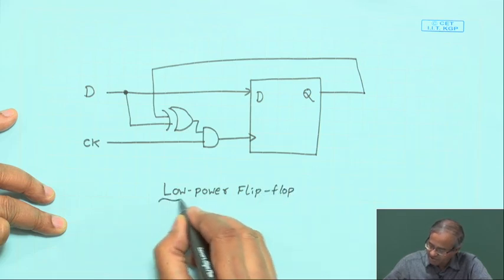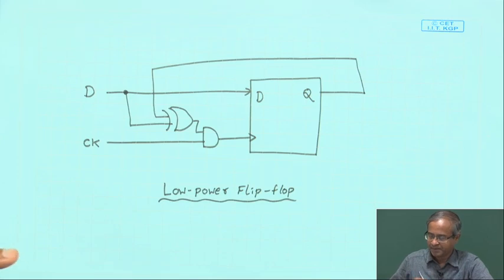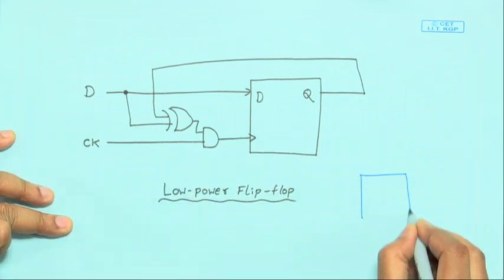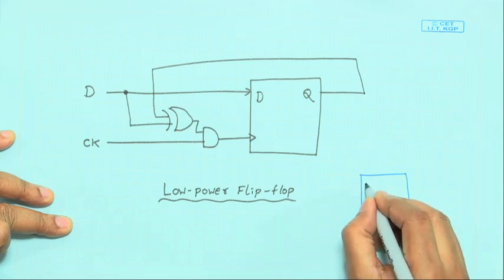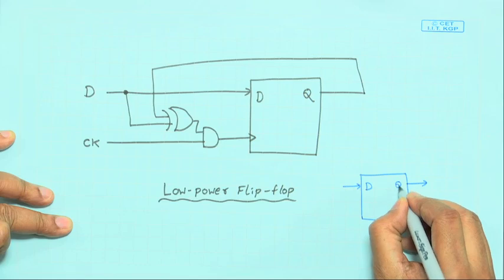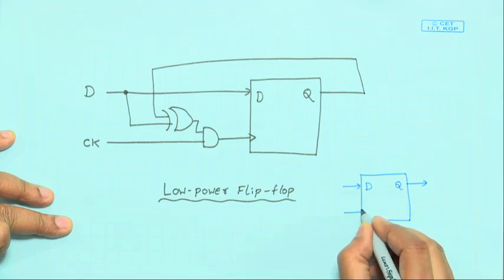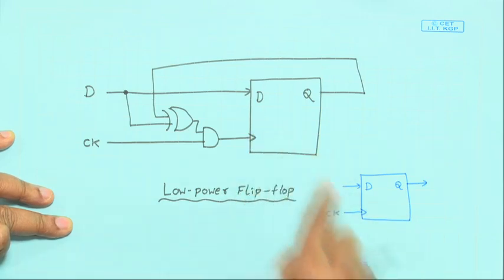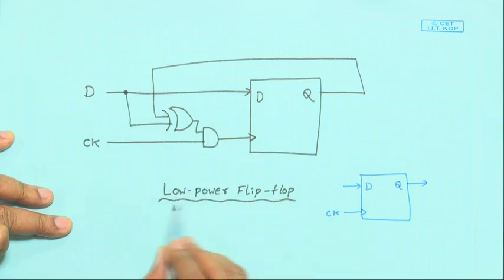Let us try to justify this name. Why low power? Normally in a flip flop, what happens? I am just showing here side by side a normal flip flop. A normal flip flop will be having a D input, a Q output, and a clock. Functionally these two are equivalent, but this structure consumes lower power.